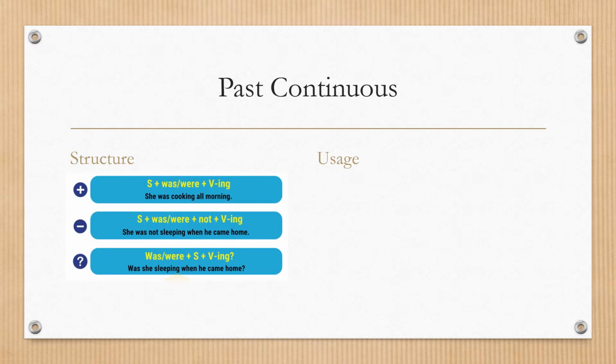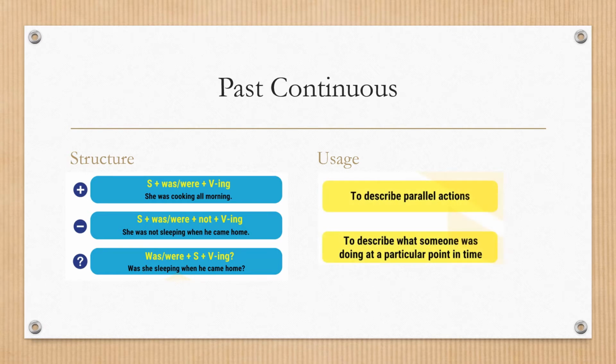The only difference is that the verb be is in past tense. So we are going to use subject plus verb be in past tense properly conjugated plus the ing form of the main verb. She was cooking all morning. She was not sleeping when she came home. Or was she sleeping when she came home? So the negative form has verb be plus not, was not. And in case of question, we are going to move verb be at the beginning, then the subject, and then the ing verb that has the main action.